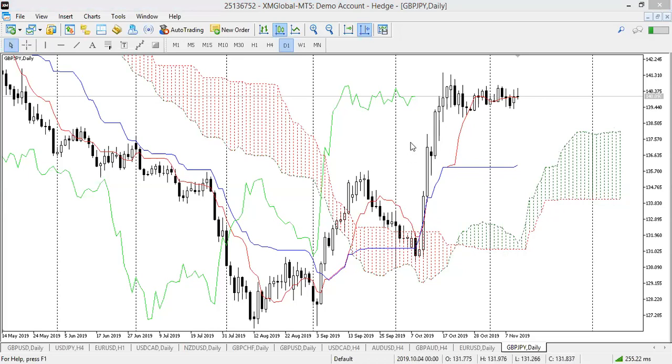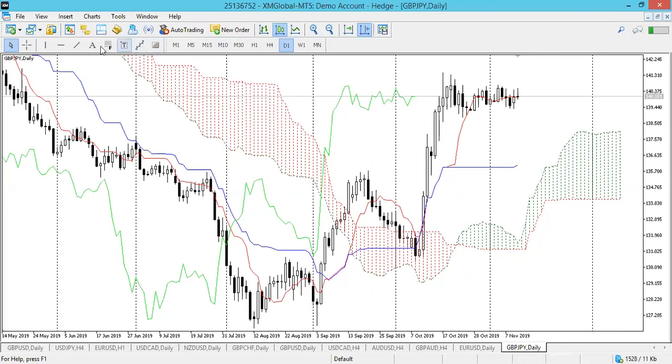No? Now, when your Senku Span A is above your B, it produces a green cloud. If your Senku Span A is below your B, it produces a red cloud. Dito sa, kung makita nyo sa previous. No? So, it's also quite similar to your moving averages if you actually think about it. No? Now, one of the main differences is that it's actually pushed forward.